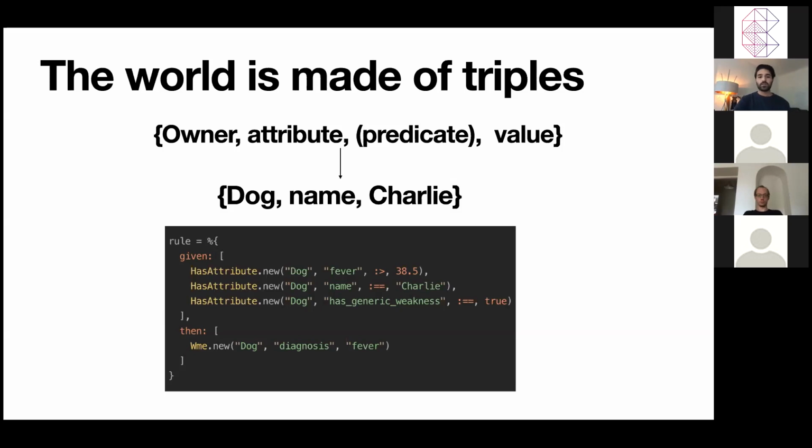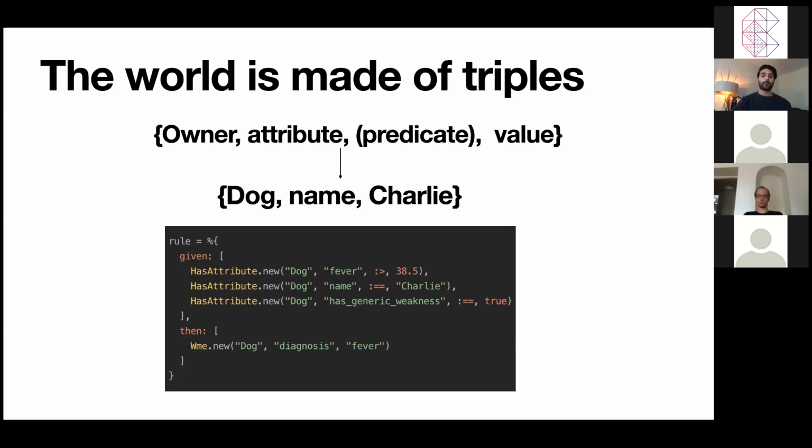So what we see here is an example of a real rule in Retex, and some structs such as attribute and working memory element. We already saw that that's the input from the user or even the inference itself. So what gets input again into the algorithm. And here we see how we split the world into fever is greater than something, or the name is Charlie, has generic weakness is true or false. And this is something that we can ask the user and try to input into the algorithm with the working memory element.